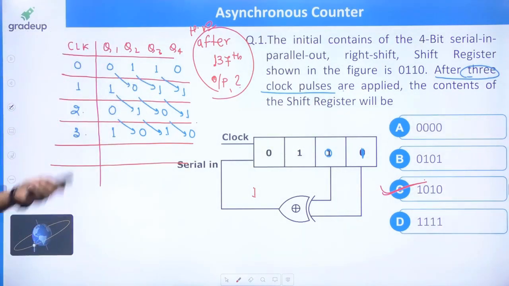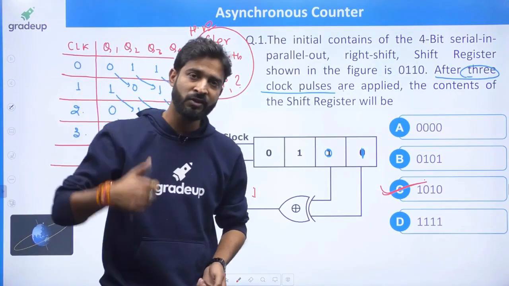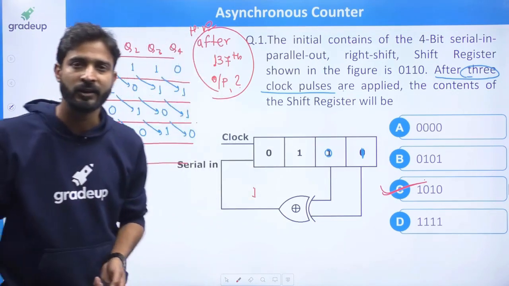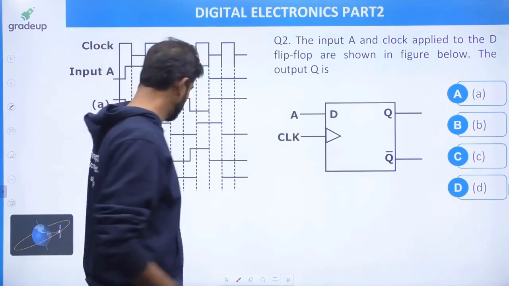Excellent, right? Now my dear friend, the next question in front of you, right? That question, everybody, are you convinced with this or do you have any doubt in this particular question, right? Okay, very good. Now the next question in front of you.